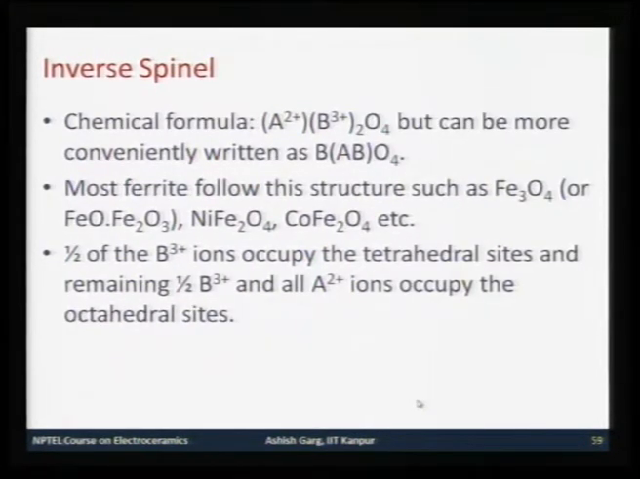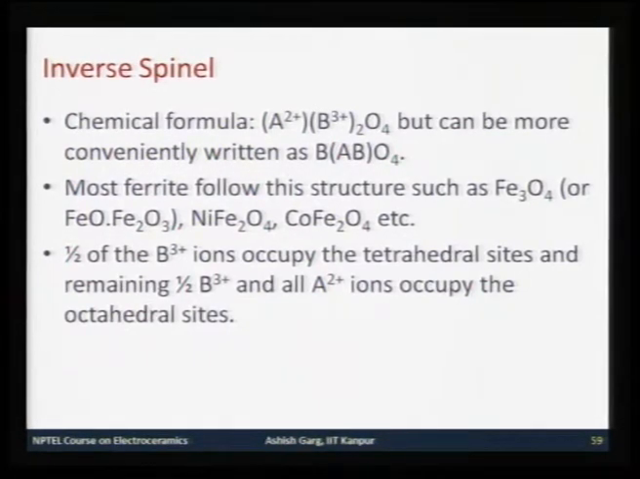In case of inverse spinel, the chemical formula is the same, but conveniently for illustrating how these atoms occupy the interstitial sites, you can say that half of the B atoms, which means 1 out of 2 B atoms in a formula unit, or 8 out of 16 in a unit cell, occupy the tetrahedral sites, and the remaining B atoms and all the A atoms occupy the octahedral sites.